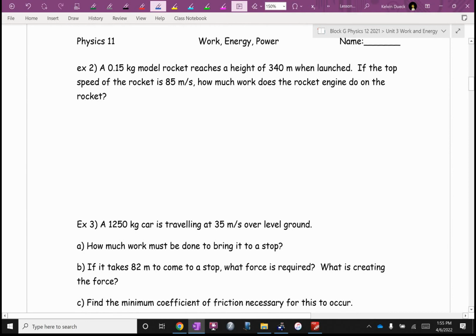Example 2. A 0.15 kilogram model rocket reaches a height of 340 meters when launched. If the top speed of the rocket is 85 meters per second, how much work does the rocket engine do on the rocket? Well, let's find out. Amrit, what does this want me to find?